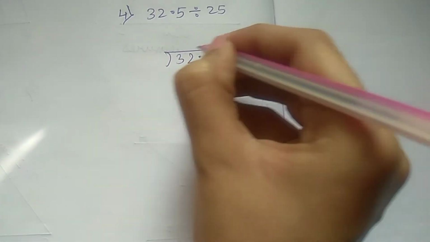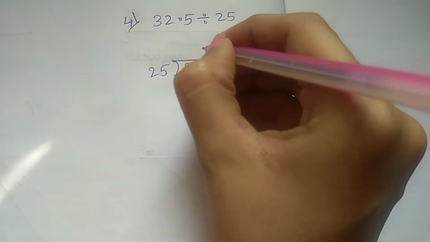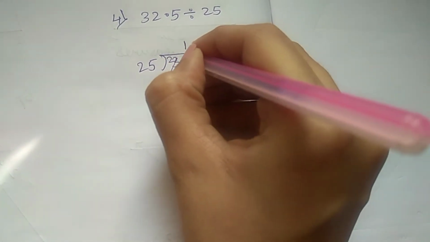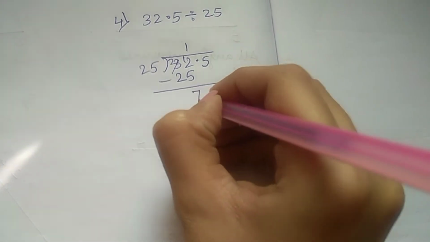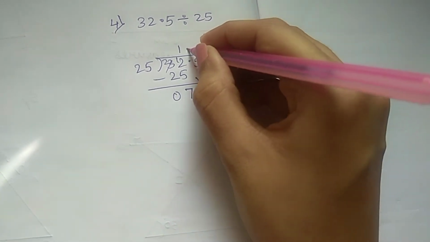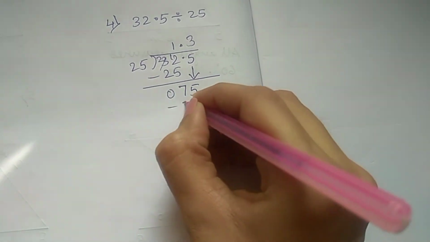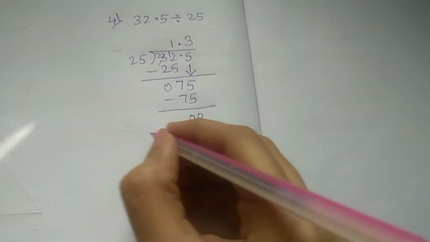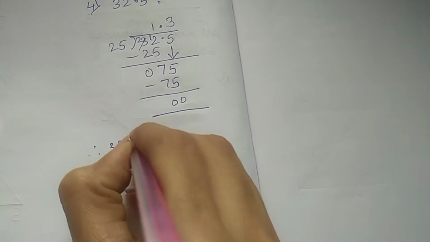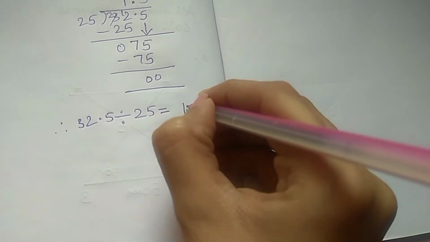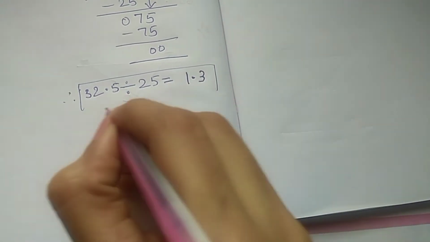32.5 divided by 25. So 25 ones are 25. 12 minus 5 is 7 and this is 0. Again, when we are bringing 5 down, we will put a decimal. 25 3s are 75. So our answer is 1.3. So 32.5 divided by 25 is equal to 1.3. Put a box.